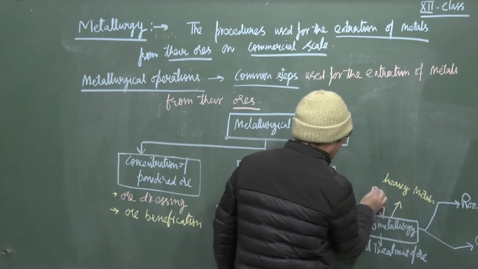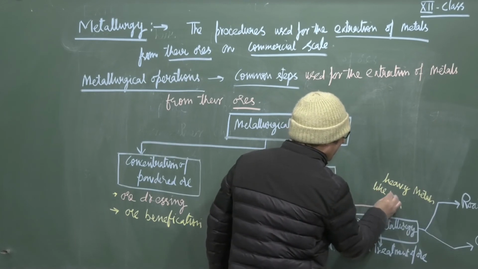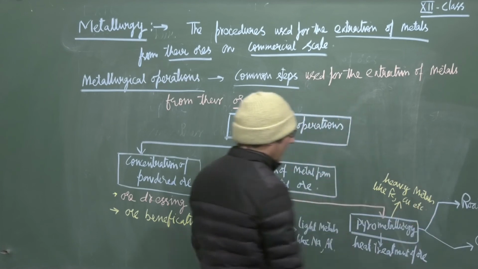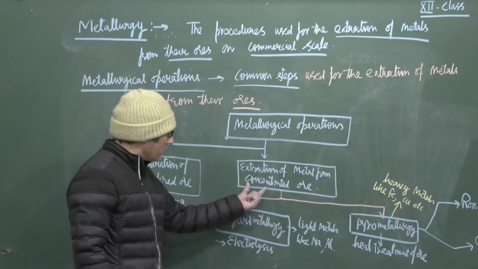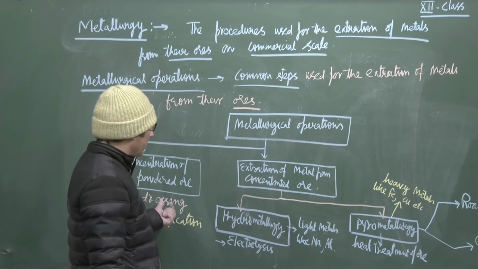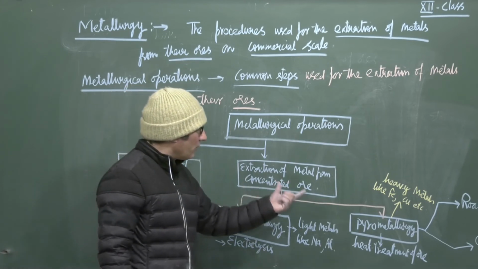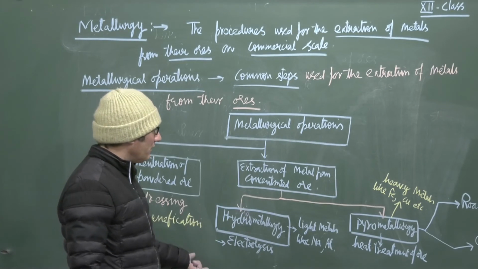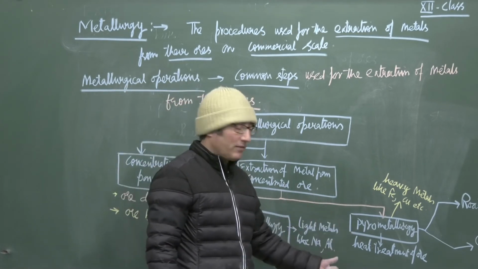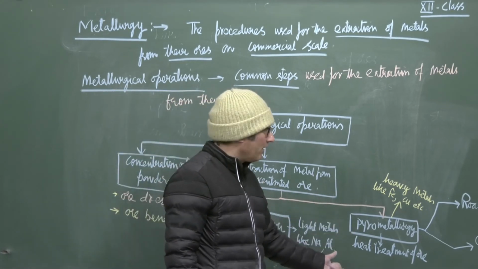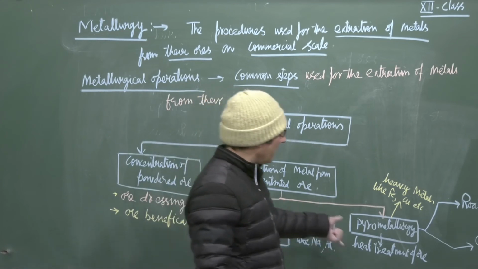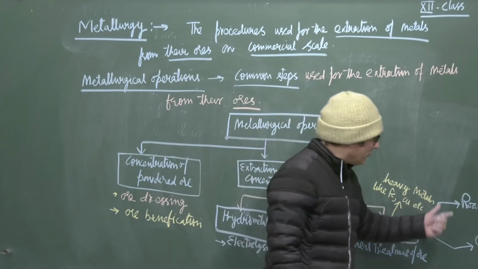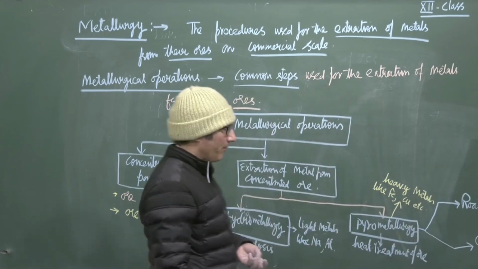Heavy metals like iron and copper are extracted from their concentrate, which is first subjected to concentration. Then the concentrated ore is subjected to either electrolysis, that's hydrometallurgy, or to heat treatment, that's pyrometallurgy. For pyrometallurgy, it's either roasting or calcination of the ore.